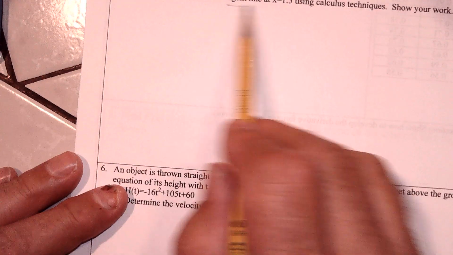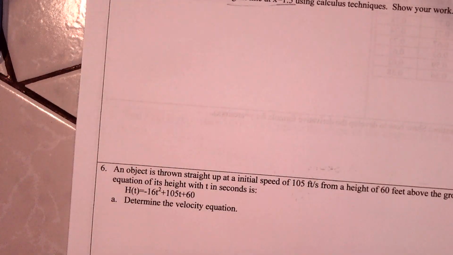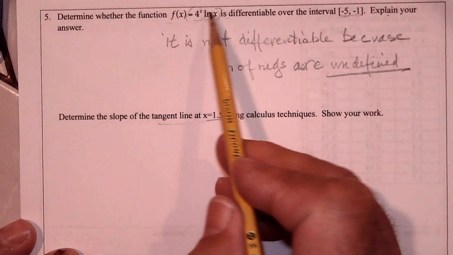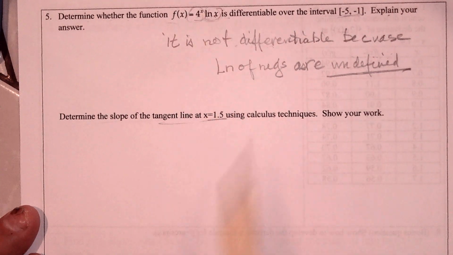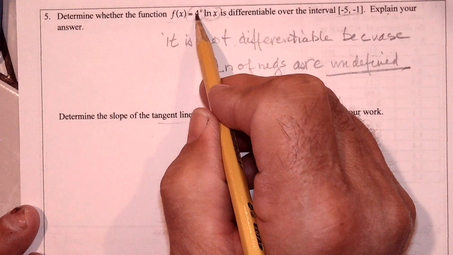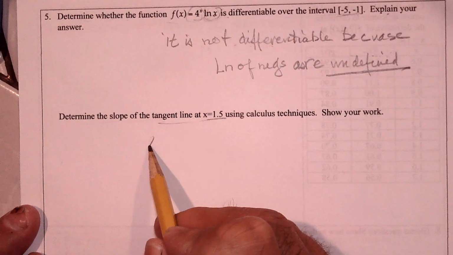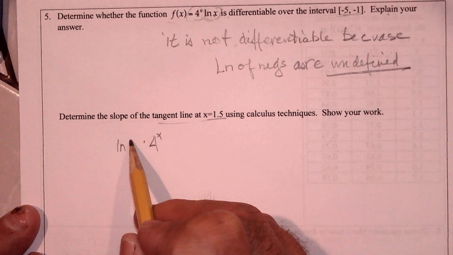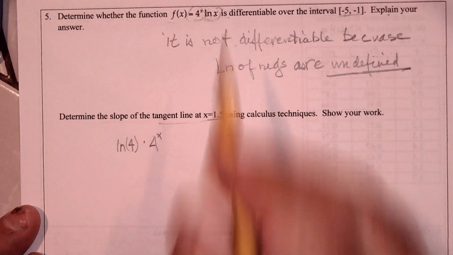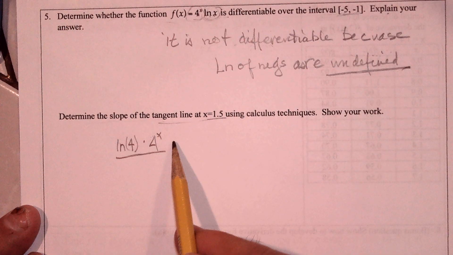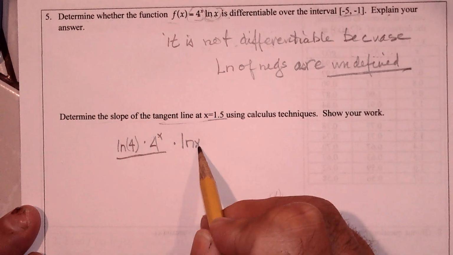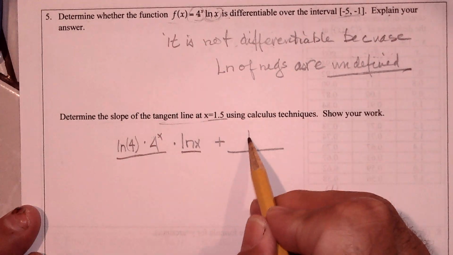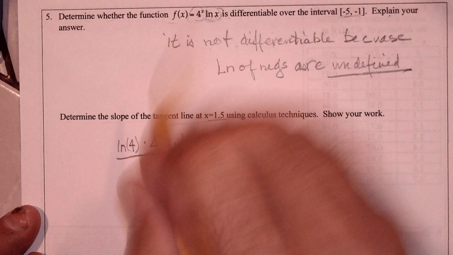Now it says determine the slope of the tangent line at 1.5. Well, it's defined there, so we can do the derivative. So the derivative of 4 to the x, that's something to a power x, is 4 to the power, same thing, times ln of the base. So that's the derivative of the first times the second plus the derivative of the second, derivative of ln is 1 over x, times the first.